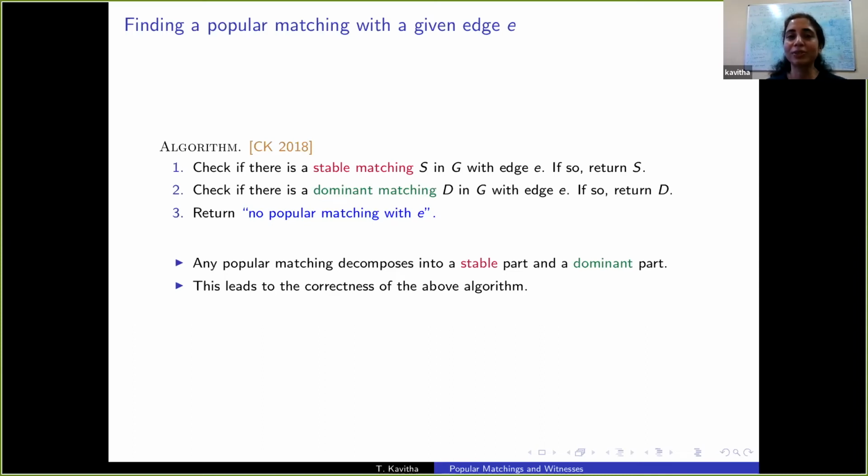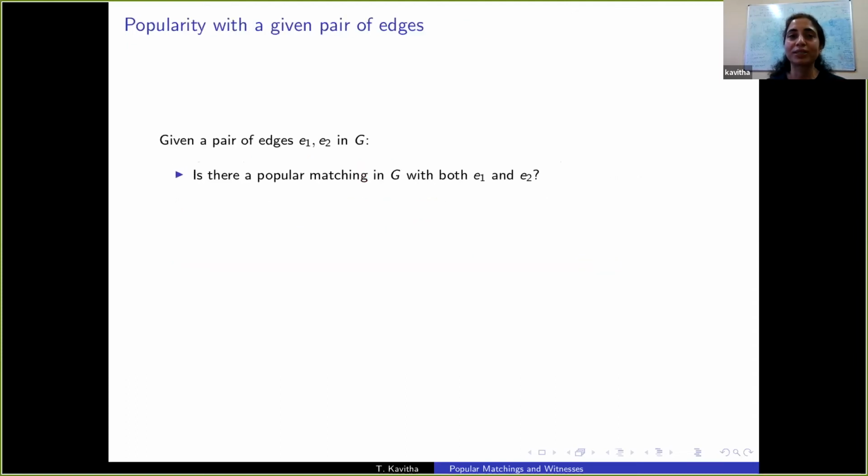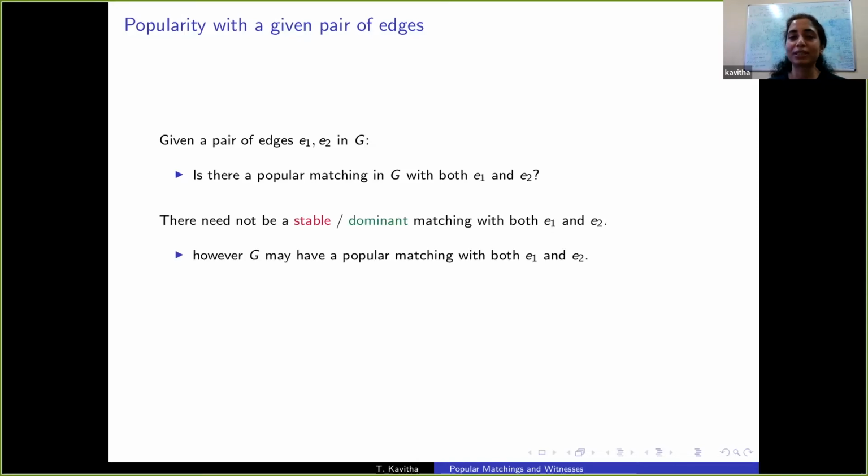So this was a nice story as far as a single edge was concerned. But what if you are given 2 edges? Is there a popular matching that contains both these edges?